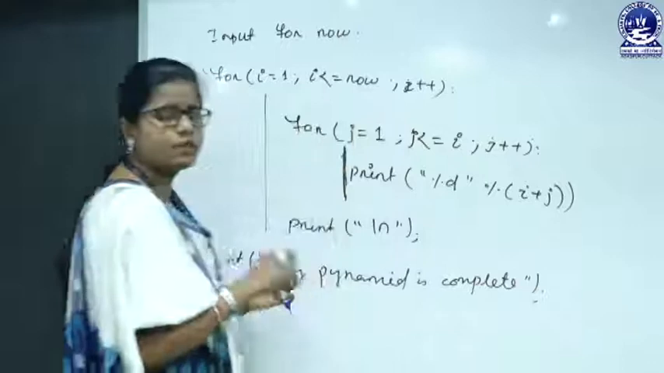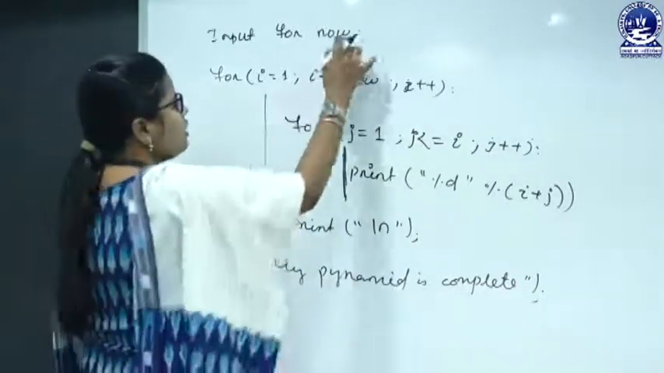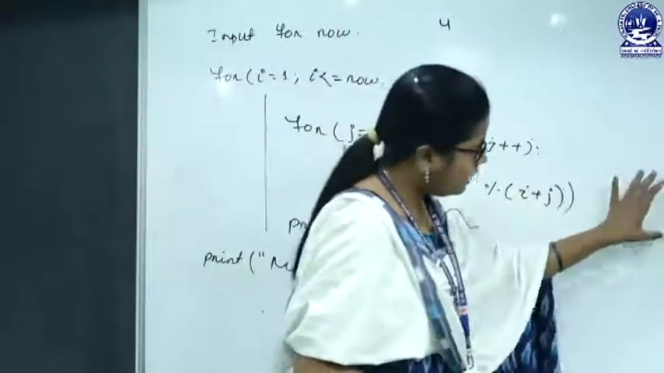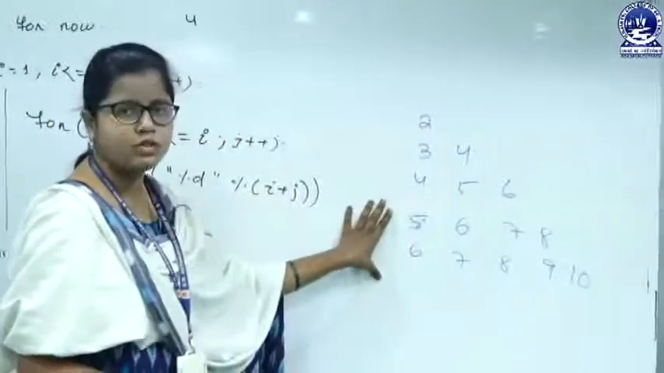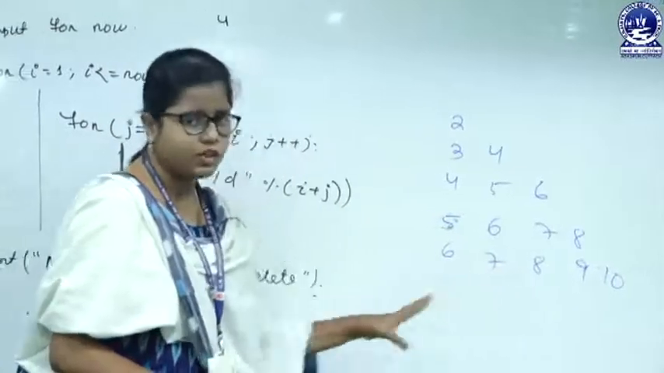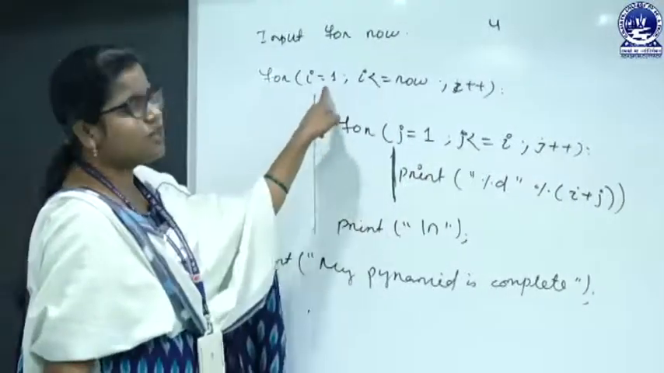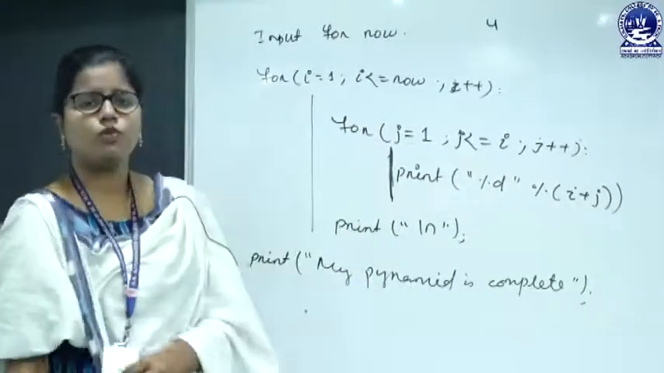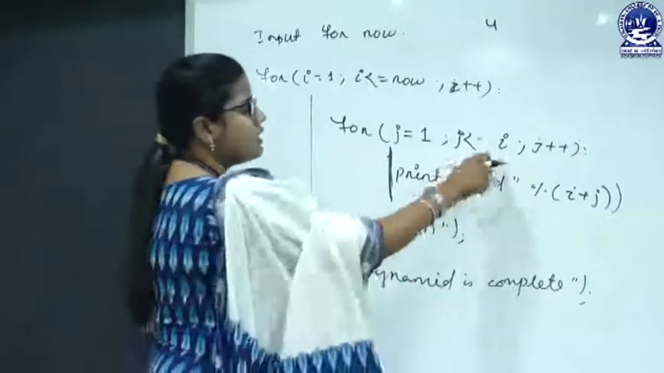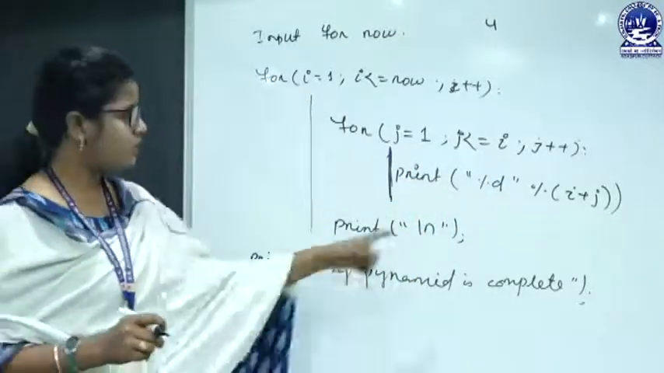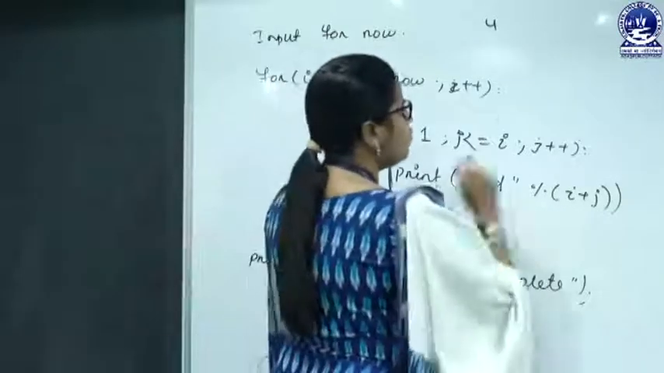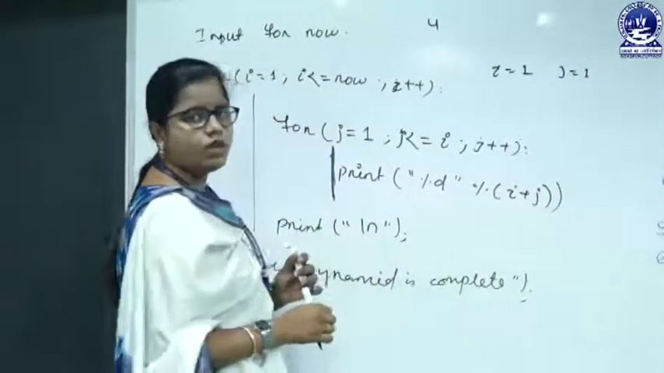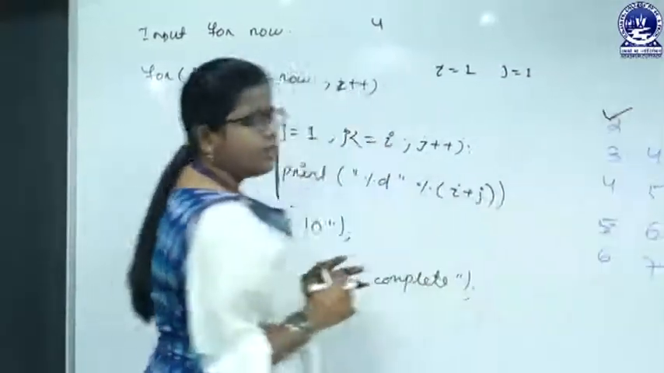So let's see if it is working or not. Initially row is what? Suppose I am taking the row as 4. So the first 4 rows will get printed and the fifth will not. So let's see, I equals to 1, 1 less than 4, true. Then I will go here, J equals to 1. J less than equals to 1, true. Then I plus J: I is 1, J is 1, so I plus J is 2. Then 2 will get printed here.